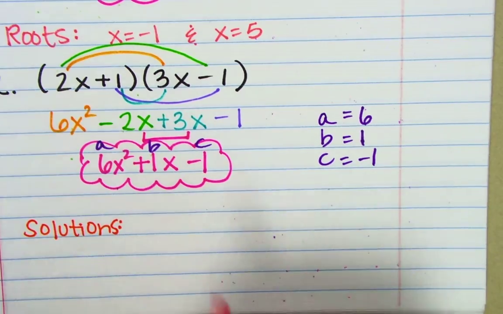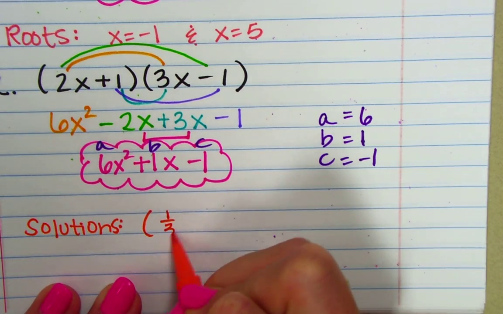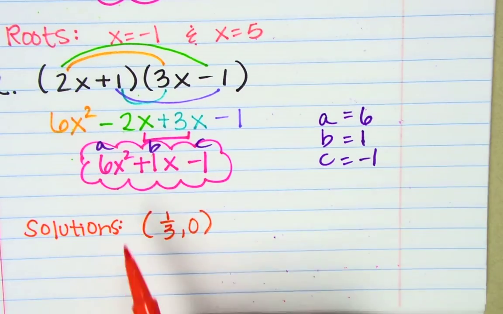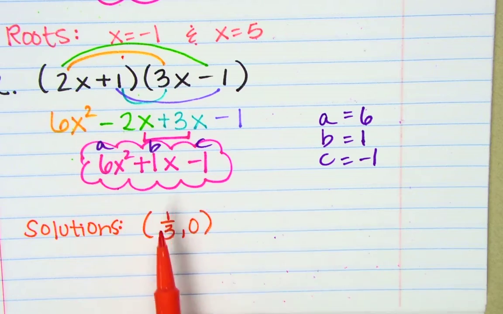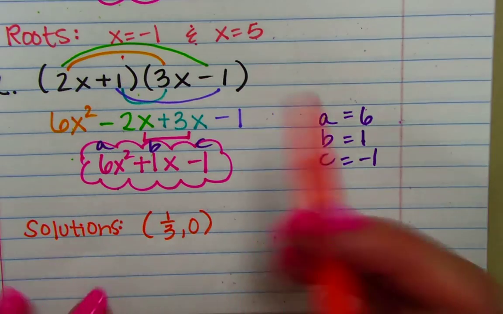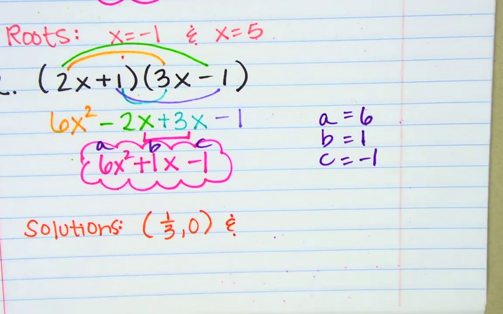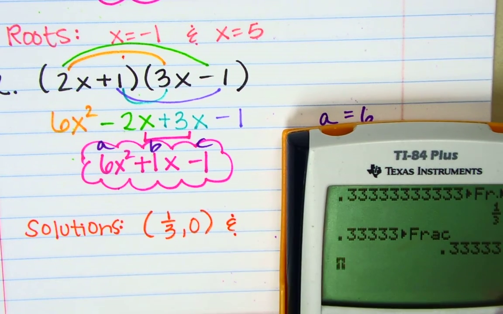Right, so one of my solutions is 1/3, 0. Okay, that's another way you might see it. You might see x equals the solution, or you might see it as the coordinate pair. Either one is correct. And let's go back and find my other solution.